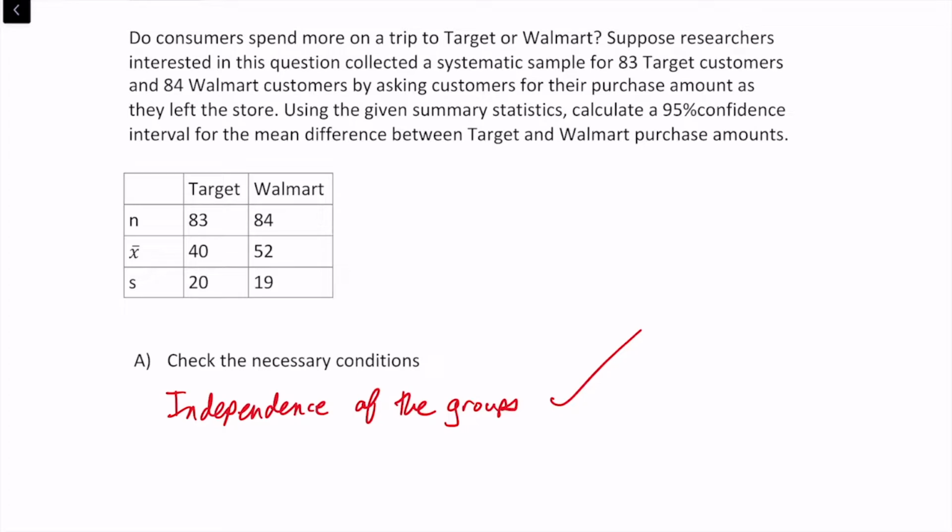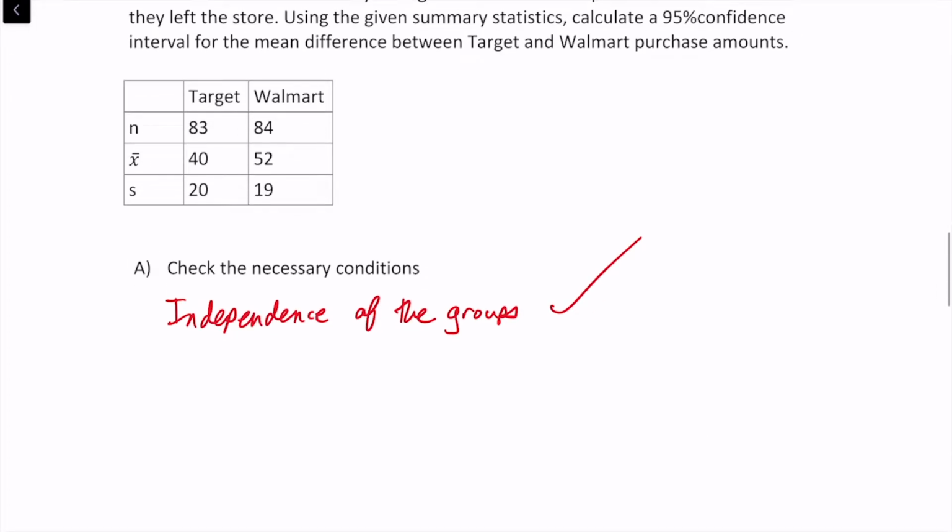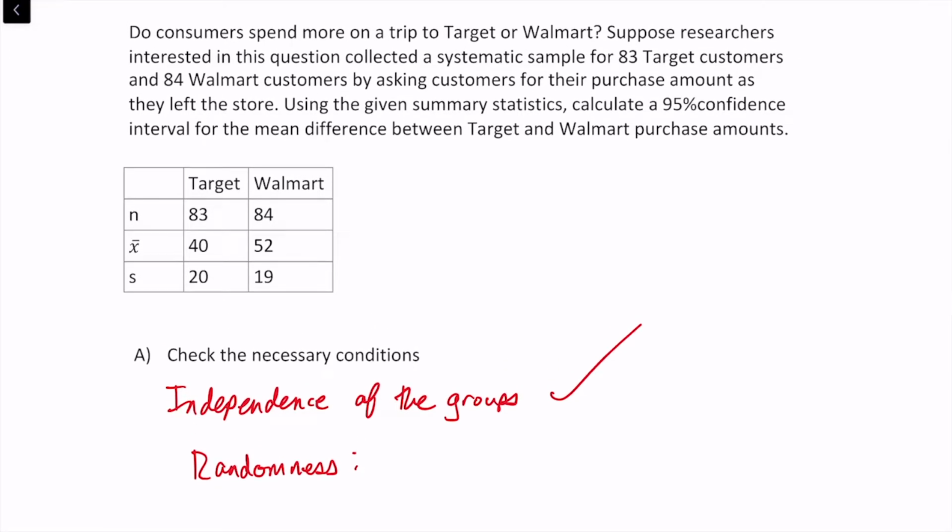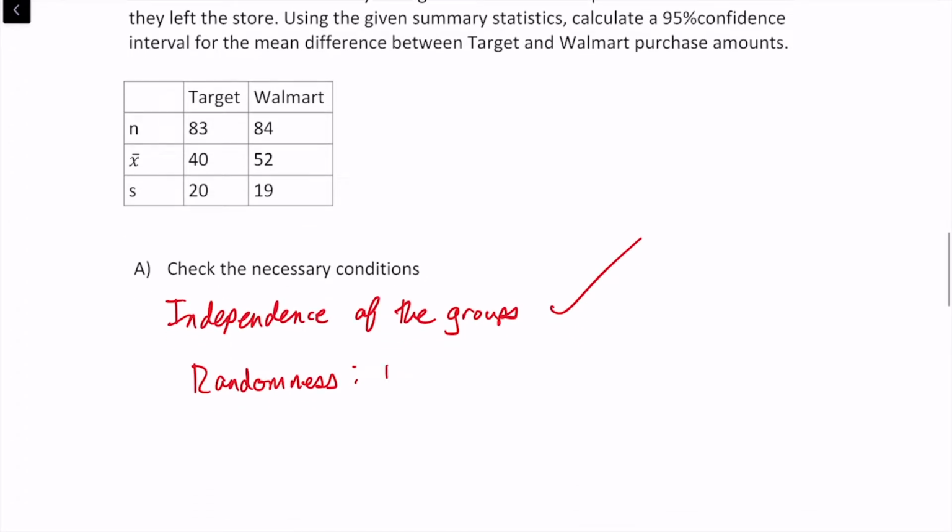What about independence within the groups? Let's check for randomness. Once again, that's another one. It's reasonable to assume that this systematic sample, even though it's not random, is going to give us enough of a random sample. So once again, it is reasonable to assume randomness.